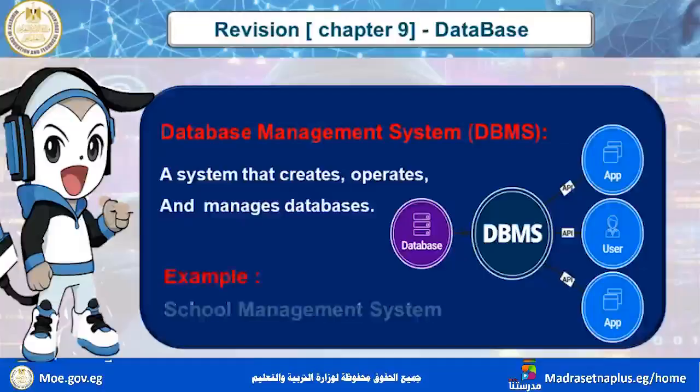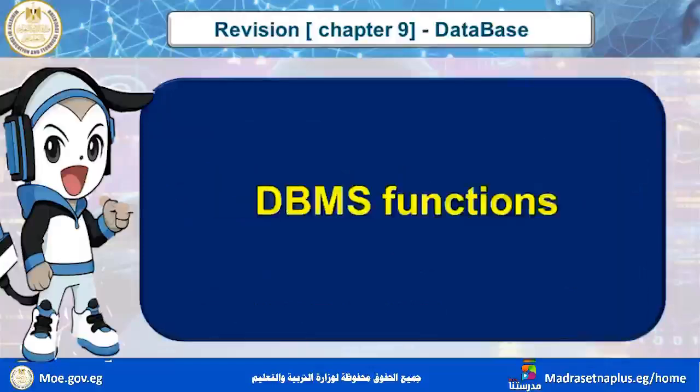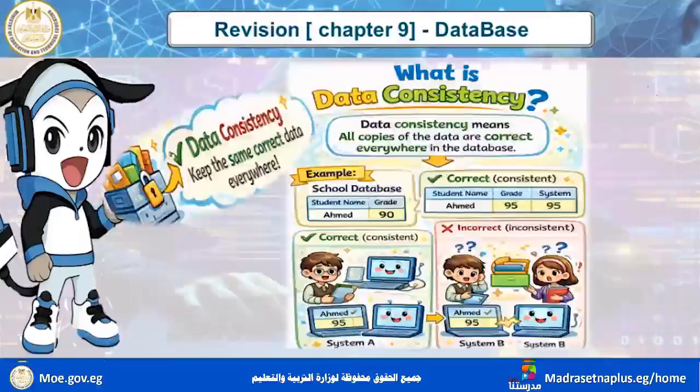For example, a school management system, which has interfaces for students, for teachers, and for parents. What are DBMS functions? The first one is data consistency. Data consistency means all copies of data are correct everywhere in the database.